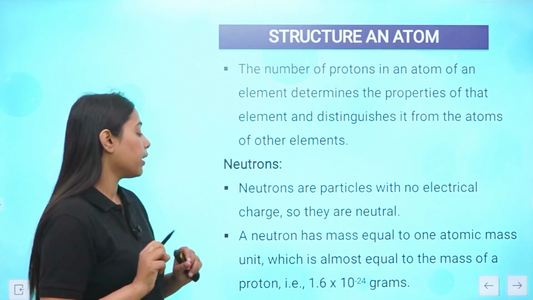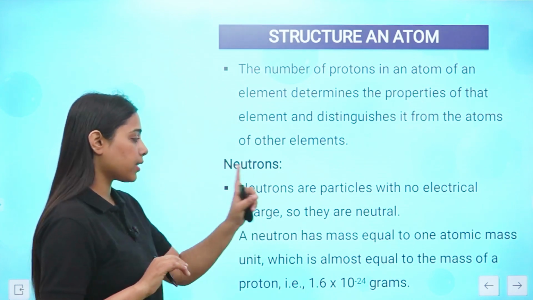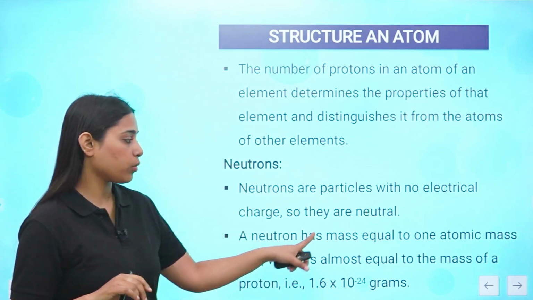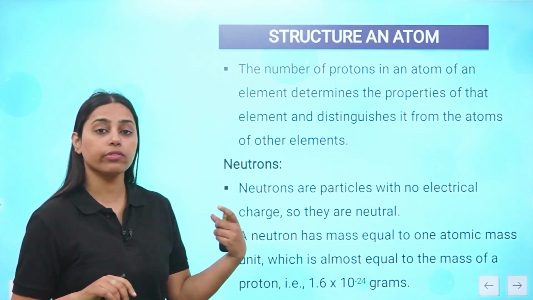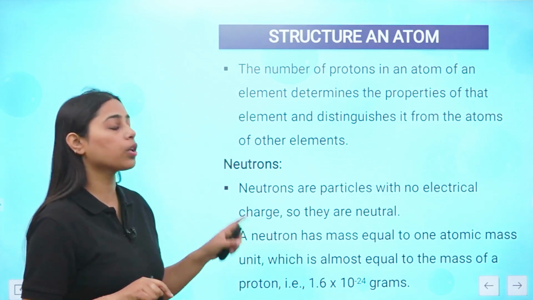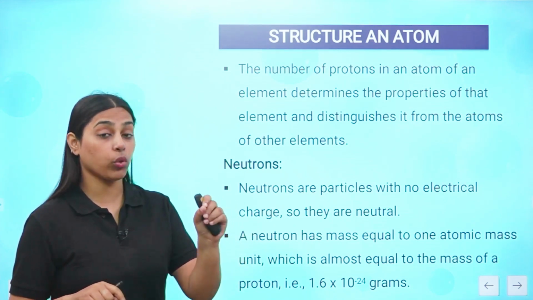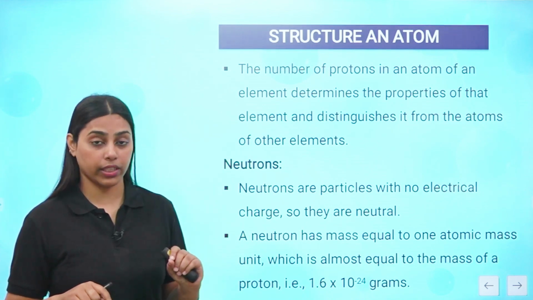But it has mass. It has mass equal to the proton mass only. A neutron has mass equal to 1 atomic mass unit, which is almost equal to the mass of a proton, that is 1.6 into 10 power minus 24 grams. So neutron and proton have the same value of mass. Electron has a different one, which was 9.1 into 10 power minus 28 grams.